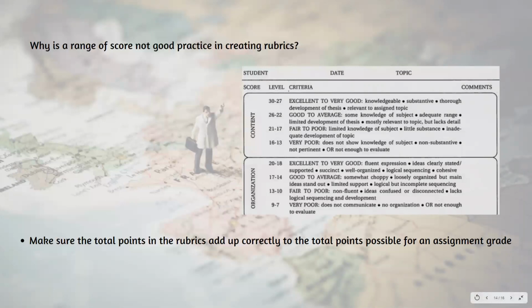And then last, best practice is to make sure that the total points in the rubrics add up correctly to the total points possible for an assignment grade that you've already allocated. I quite often see when looking at rubrics that sometimes the total points don't quite add up to what the assignment points are allocated, for instance, like in Blackboard Grade Center.